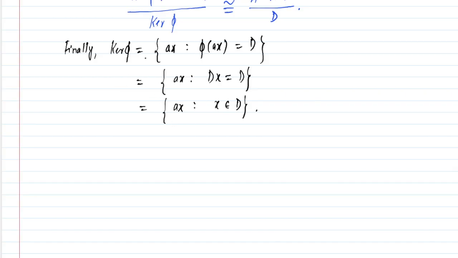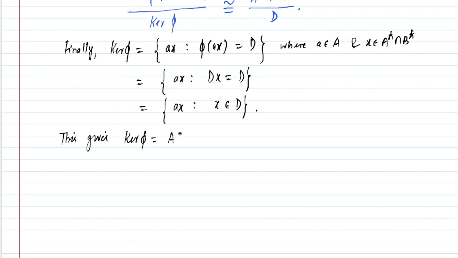Now here in this definition we have pi containing all those elements ax where a belongs to A and x belongs to A star intersection B star. So therefore the kernel of pi contains elements of the group A into A star intersection B star for which the element of A star intersection B star is precisely the element of D. So this gives the kernel of pi as elements of the form AD. Now A is an element of A, and here x happens to be an element of D in this definition. Now this is equal to A.